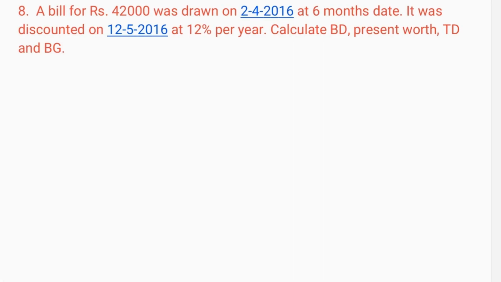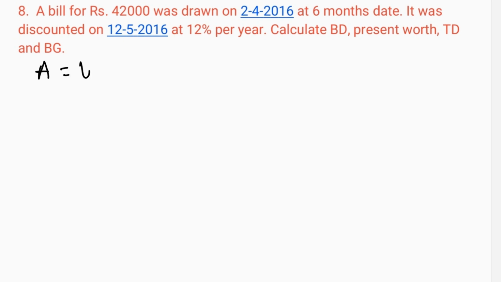The next problem: a bill for rupees 42,000 was drawn on 2/4/2016 at 6 months date. It was discounted on 12/5/2016 at 12% per year. Calculate BD, present worth, TD and BG. So all these things we'll find out. First write down what are the given data.